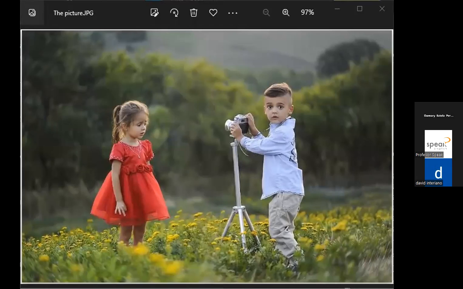This is a picture in the countryside. We can see two children taking a photo in the countryside. These are a girl and a boy. They are brother and sister. He is standing on the right, and he is holding a camera. The girl is standing on the left. She is posing for the picture. The boy is wearing a light gray shirt and beige trousers, and the girl is wearing a beautiful red dress.